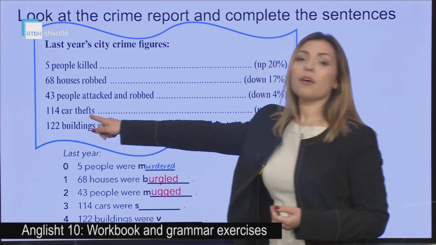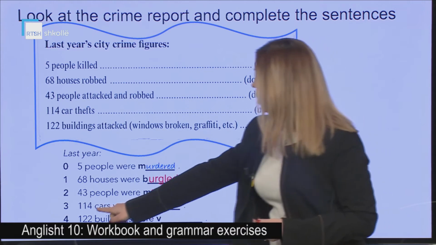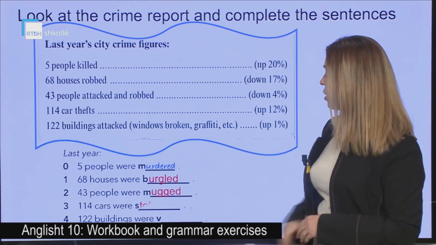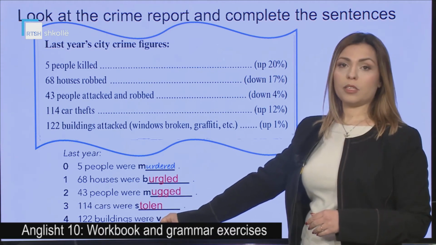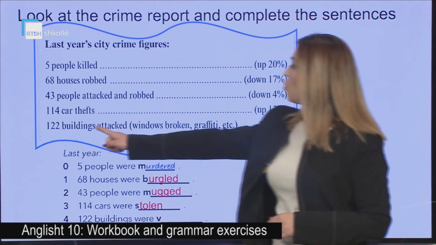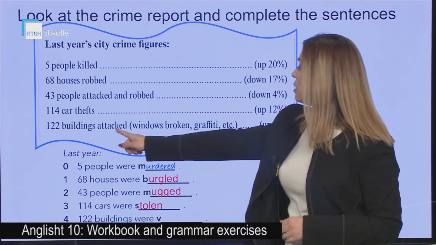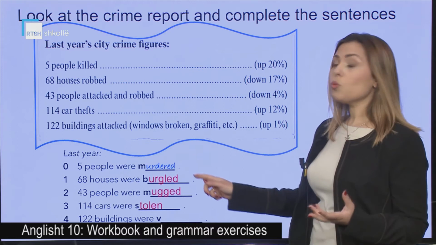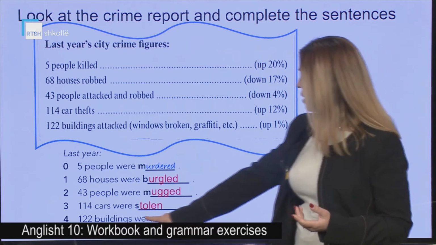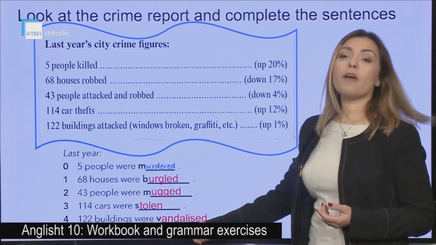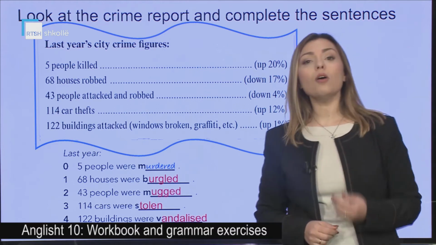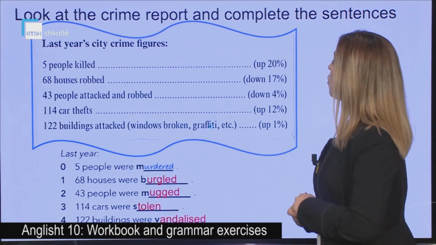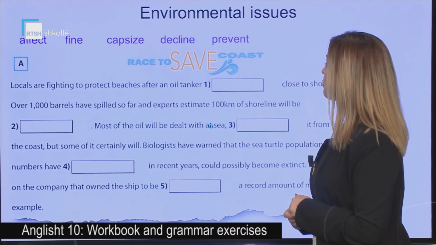114 car thefts. So 114 cars were what? They were stolen. This is the appropriate verb. 122 buildings attacked, windows broken, graffiti. What was that verb we said? That they were vandalized. And its noun, we learned, is called vandalism. Let's move on with some more vocabulary.